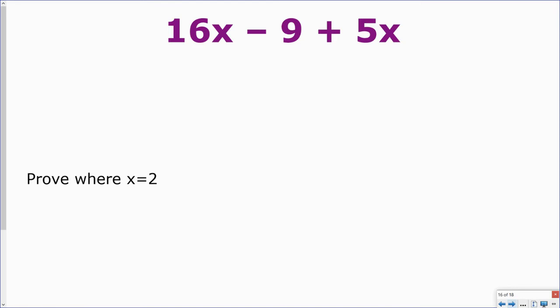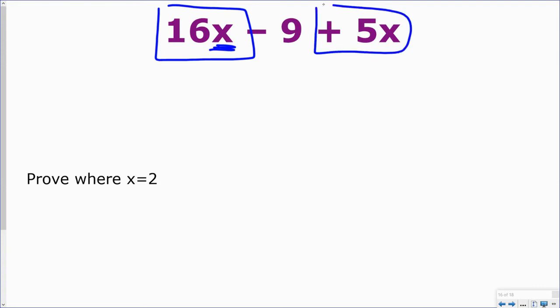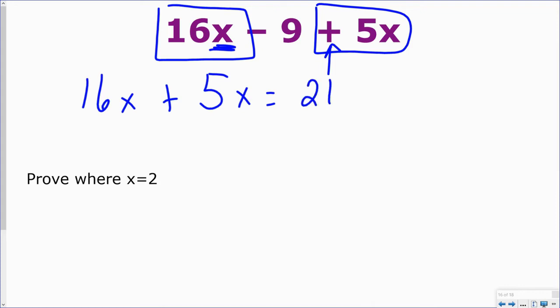Let's take a look at this one. So again, my first one here is the x. So I'm going to look for all of those that have an x on the end. And in this case, I have 5x. And again, this addition sign has to go along with that 5x. So I would have 16x plus 5x, which gives me a total of 21x.